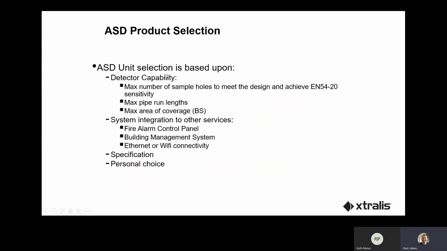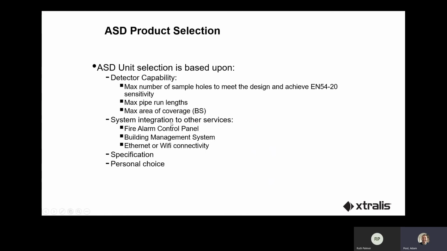So ASD product selection, what type of VESDA or what type of aspirating unit should be used? It does depend primarily on the detector's capability. Does the detector being applied to the design achieve the maximum number of sampling holes required for EN54 sensitivity? What are the maximum pipe run lengths? What is the area of coverage to BS? So are we achieving, from the detector that's being chosen, the criteria for sensitivity within that application?